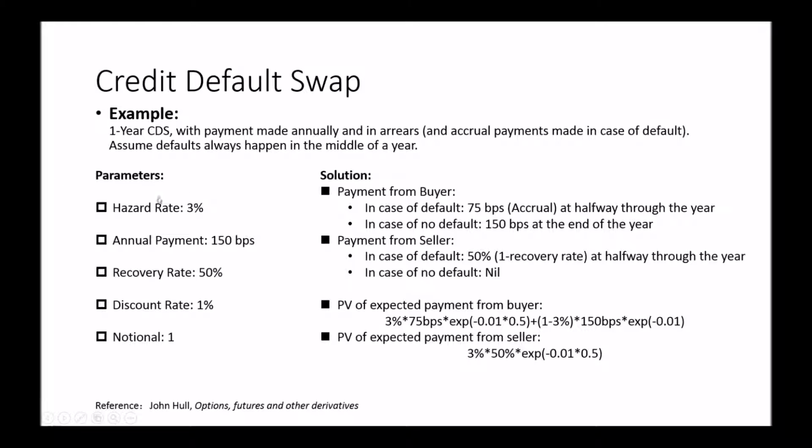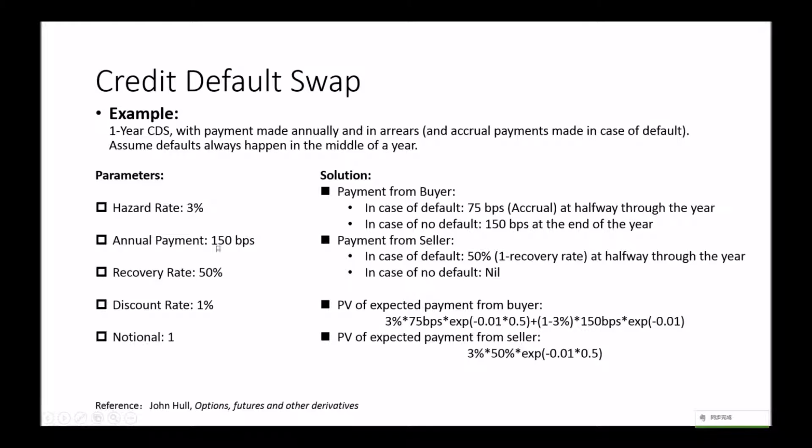Here is a list of parameters. The hazard rate, that is usually the conditional default risk. But in this case, the conditional default risk is the same as the unconditional default risk because we have only a 1-year CDS and payment is also made annually. So we have only one payment from the buyer, and there is only one period in the CDS. So the hazard rate is 3%.